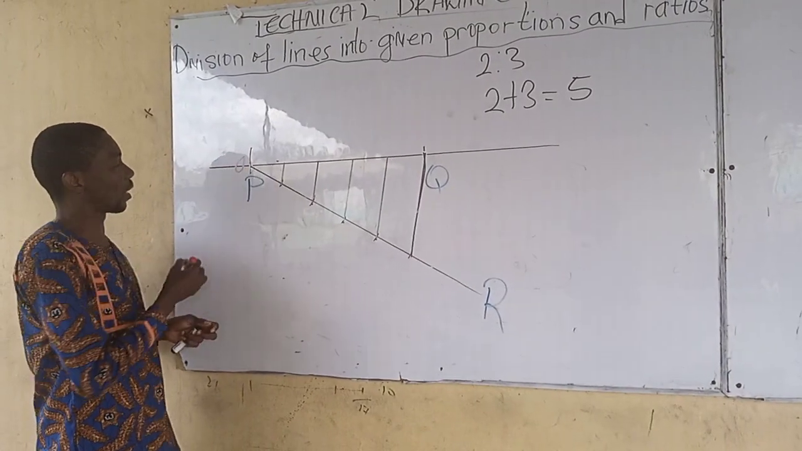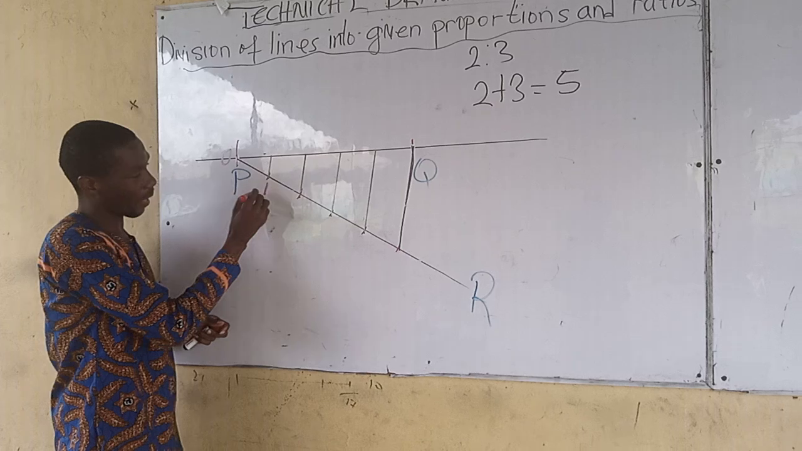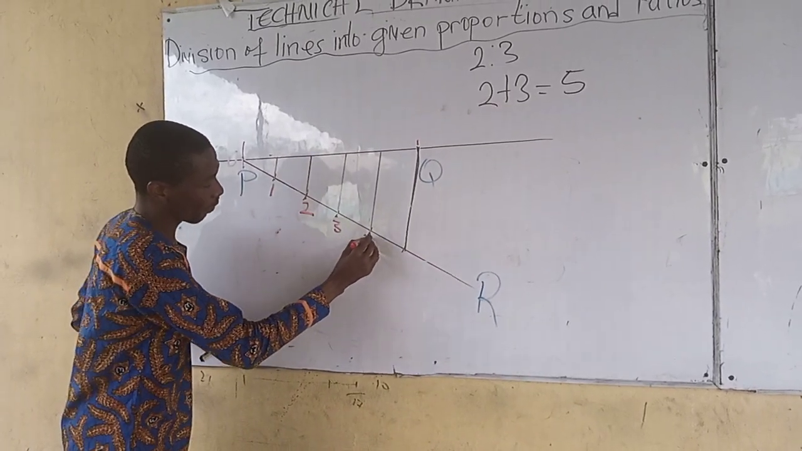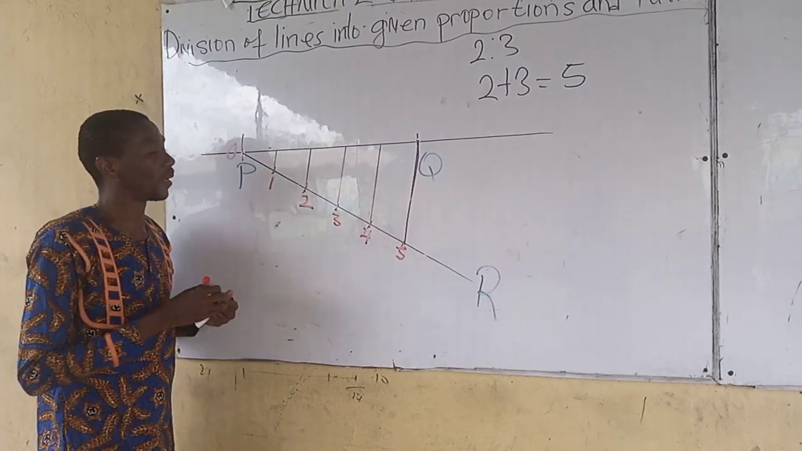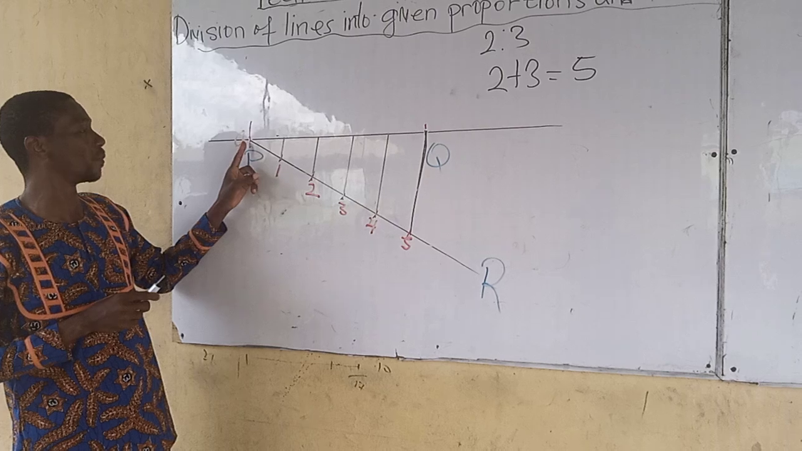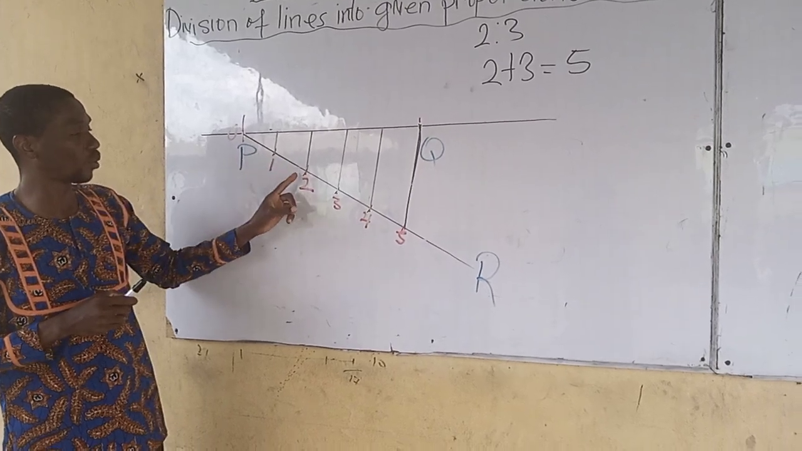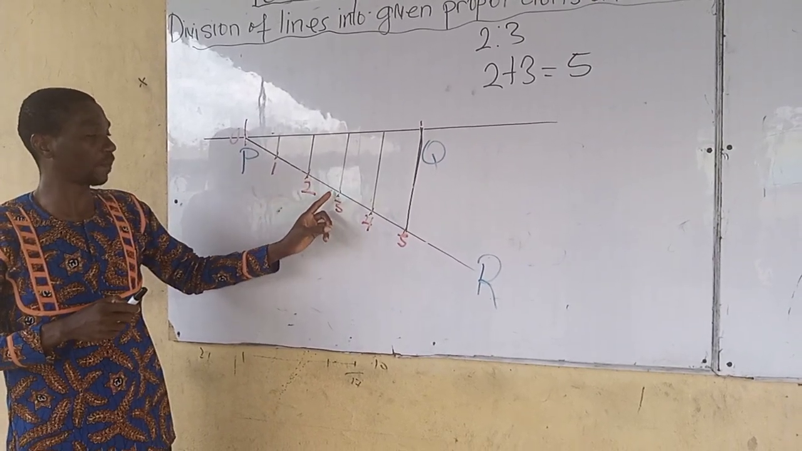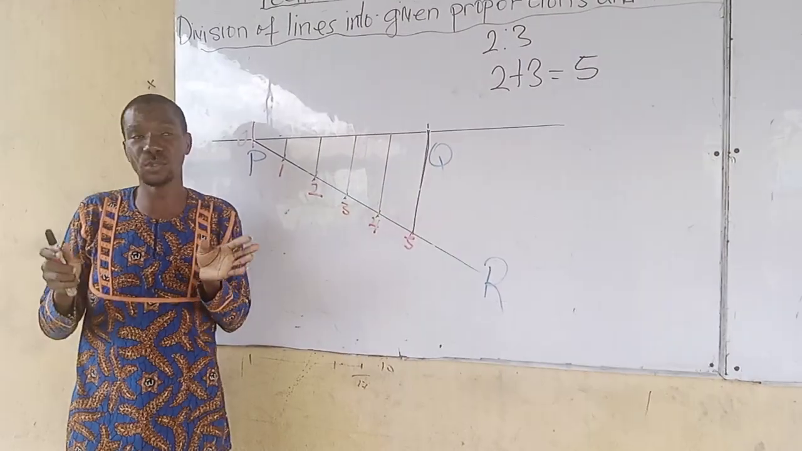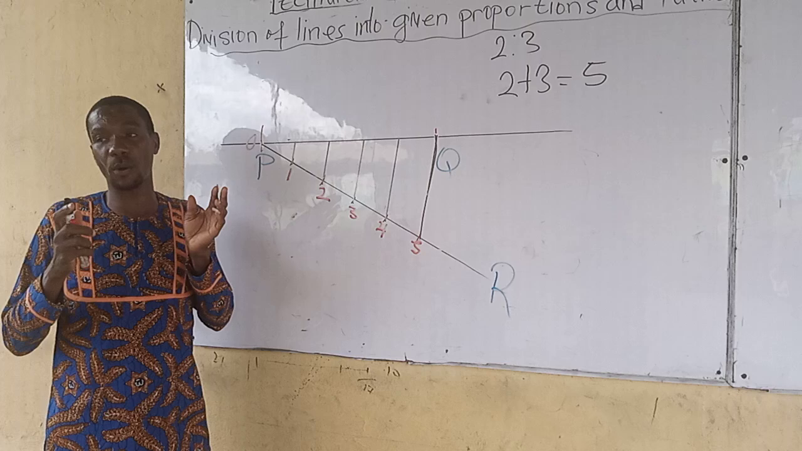So we have 0 here. Here becomes our 1, 2, 3, 4, 5. Please, you can take your ruler and measure from 0 to 1, then 1 to 2, 2 to 3, 3 to 4, then 4 to 5. You should know that the intervals are all the same.